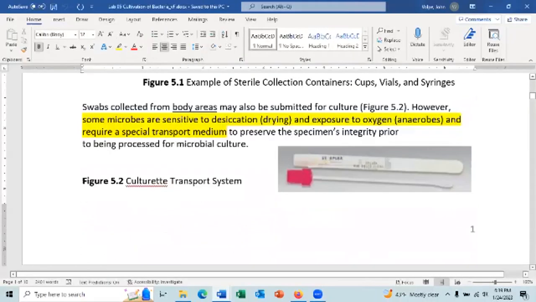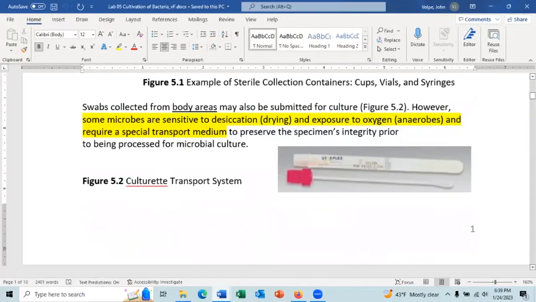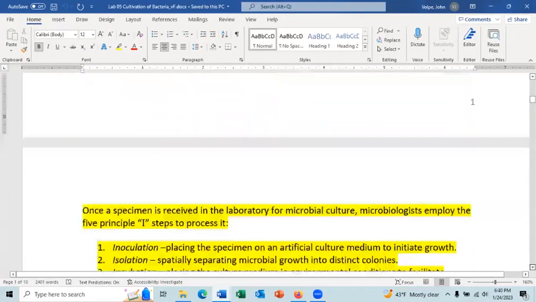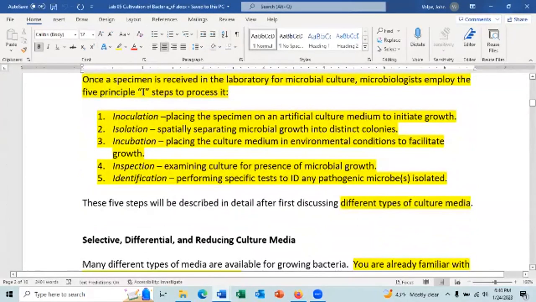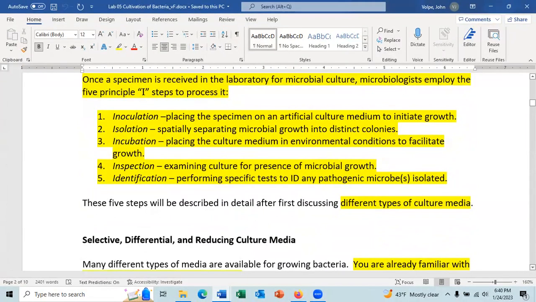Some microbes are sensitive to desiccation, drying out, or exposure to oxygen, anaerobes, and require special transport medium, as well as procedures. Once the specimen is received by a lab for microbial culture, microbiologists employ the 5 I steps to process it. The 5 I steps are inoculation, isolation, incubation, inspection, and lastly, identification.